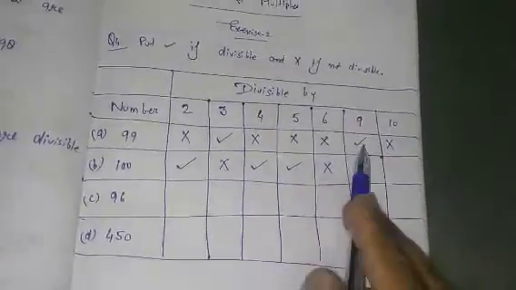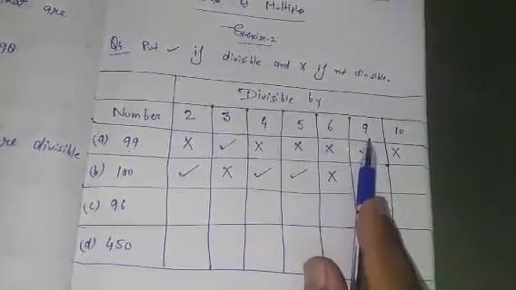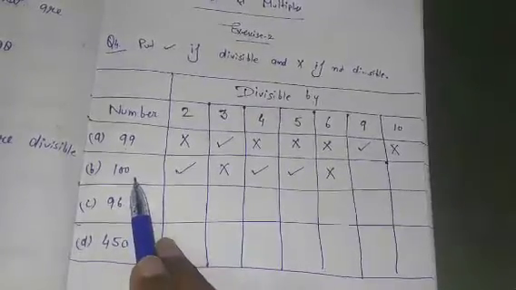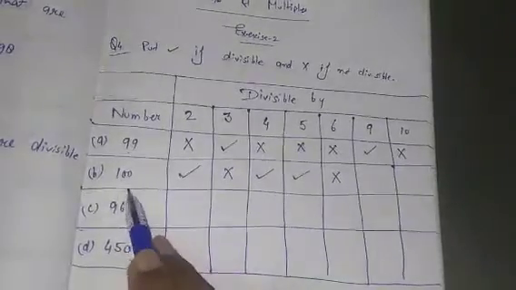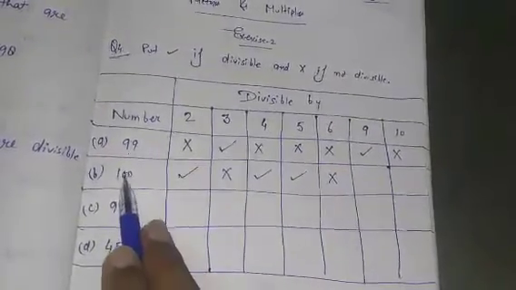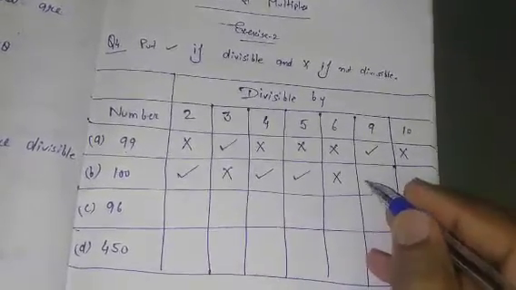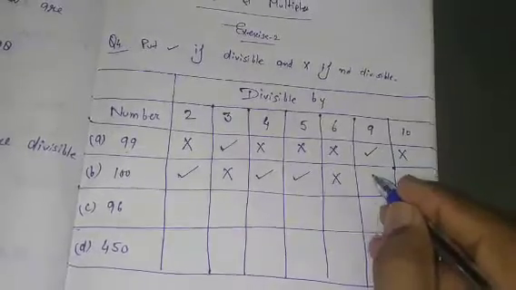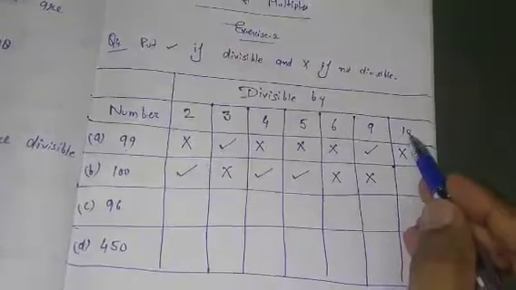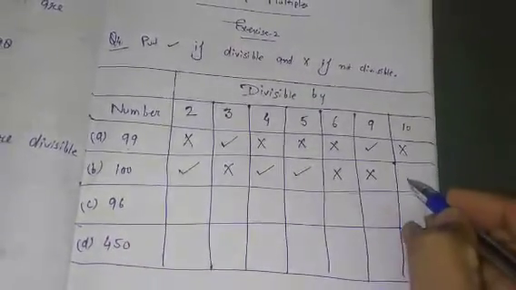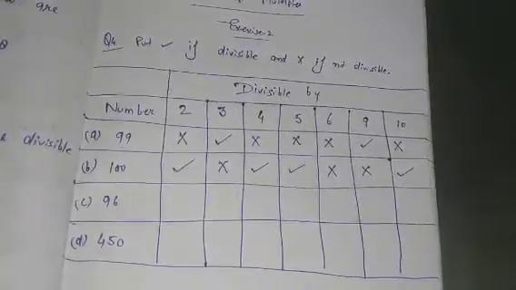Clear students? Now the next number is 9, and you know the rule of 9. If the sum of the digits is divisible by 9, then that number will be divisible by 9, otherwise no. So here the sum of the digits, 1 plus 0 plus 0, is equal to 1. So 1 is not divisible by 9, so it means 100 is also not divisible by 9. So here you will put a cross. And you know the rule of 10. If the ones digit is 0, then that number will also be divisible by 10. Clear students? If you have any doubt, then you can ask the query without any hesitation. Okay.